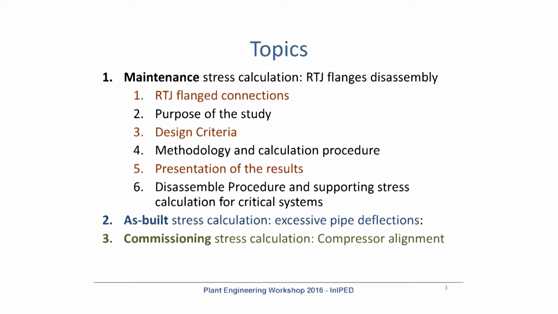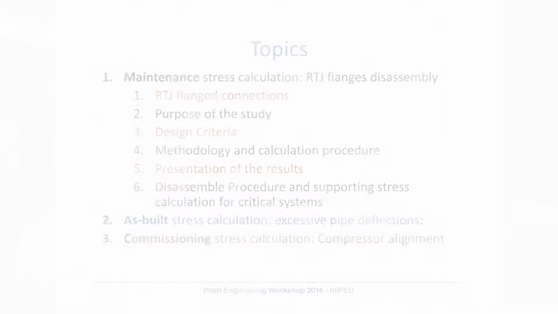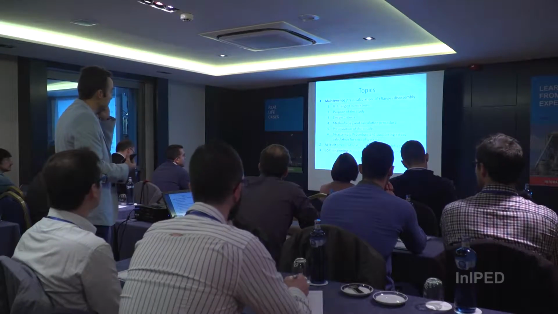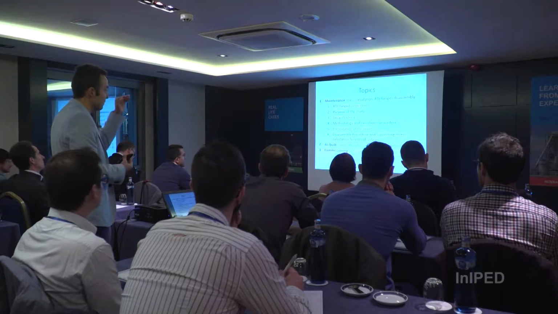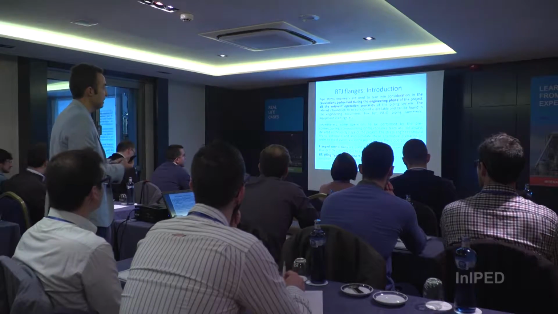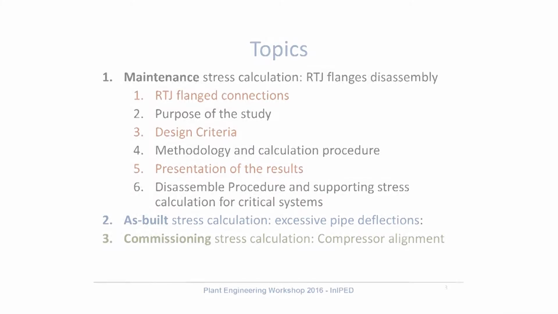The main topics we are going to discuss are, we will start with maintenance calculations related with the ring type joint flange disassembly. This calculation will go step by step, introducing this type of connections, the purpose of the calculation, the design criteria, the methodology, how we could present the results, and then we will see some examples on some critical systems.